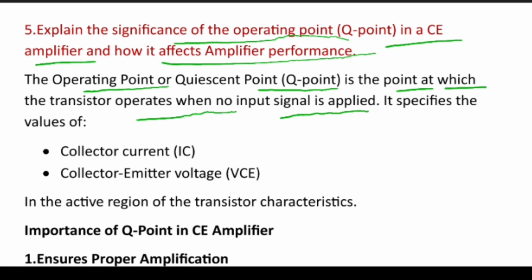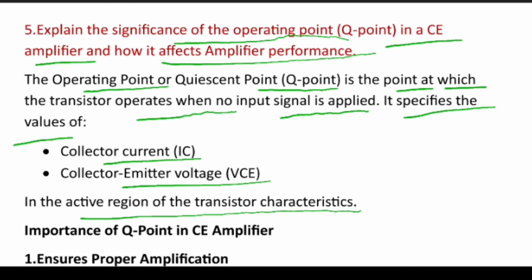Here we have to specify the values: the collector current, and next the collector-emitter voltage. Based on these, the transistor operates in the active region of the transistor characteristics.